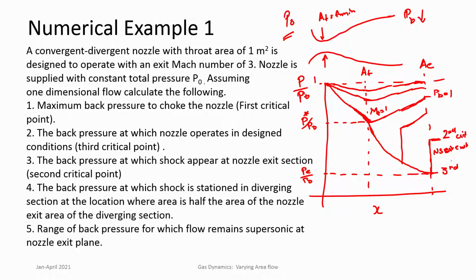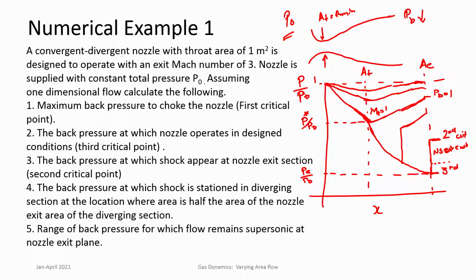In between, if the pressure is slightly above the third critical point, then that flow is called an overexpanded flow, and oblique shocks are generated because the pressure at the exit of the nozzle is now no longer equal to that of the back pressure.